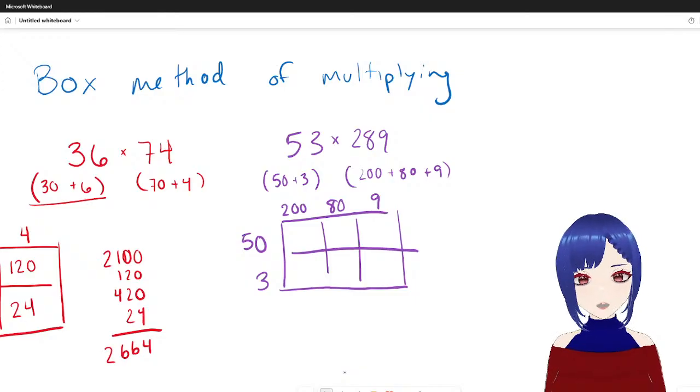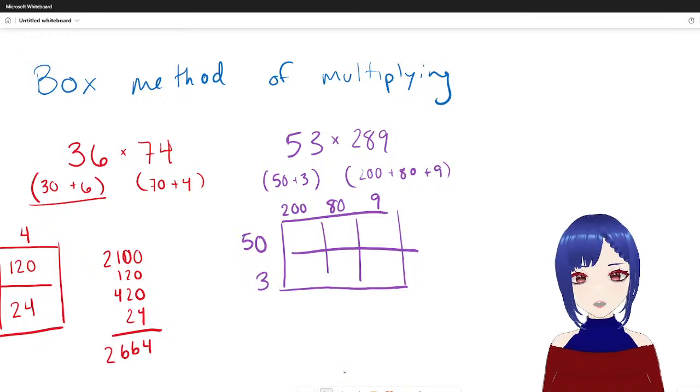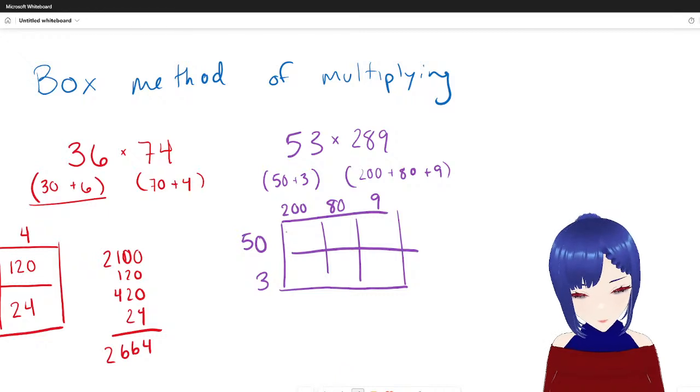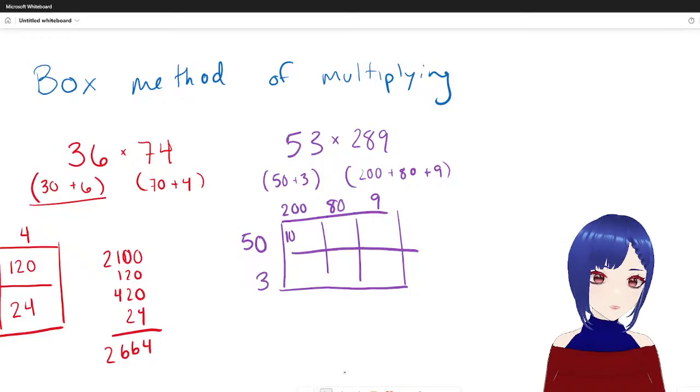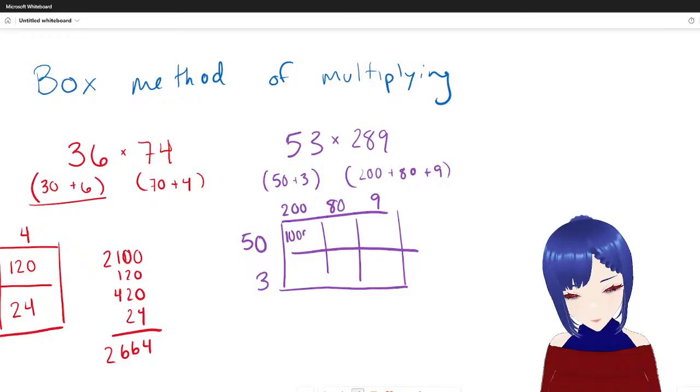So let's go back on track to this. Sorry. So 50 times 200. Well, we know 5 times 2 is 10. So that first zero comes from the 10. And then there's 2 more zeros involved. So it'd be 10,000.